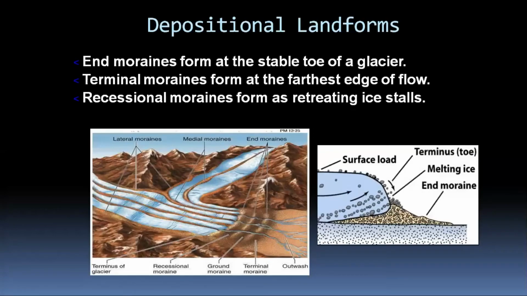Okay, so recessional moraines are formed when your ice sheets retreat, and we call those recessional moraines. Moraines can be divided into end moraines, terminal moraines, recessional moraines, and ground moraines.